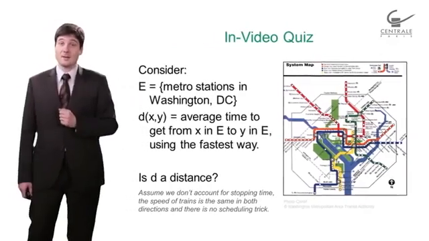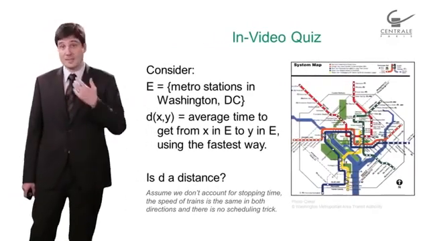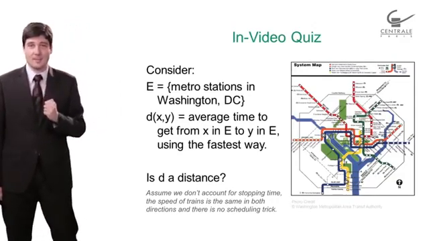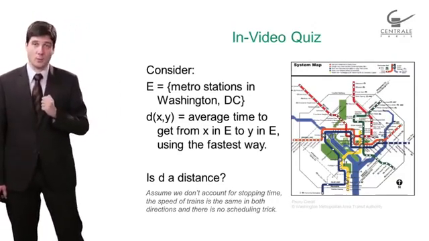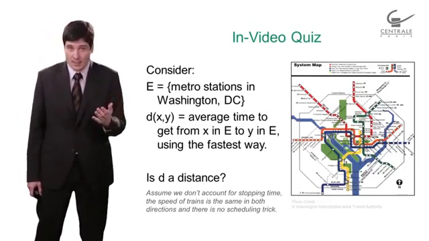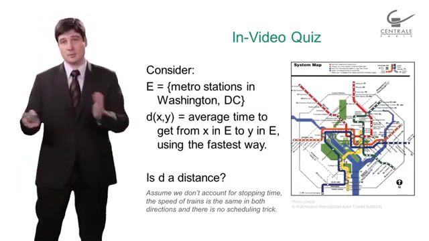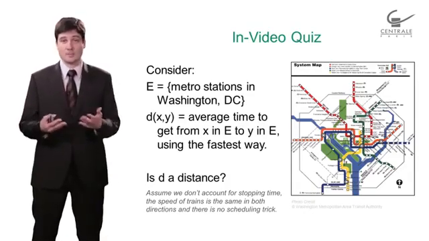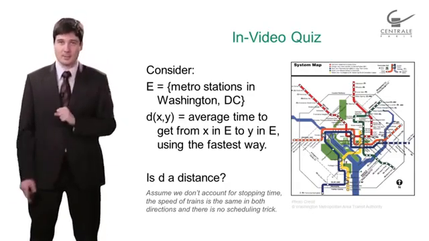Okay, let's verify. Let's check. Is D a distance function? Does it meet the first criterion, which is that it is positive? Well, yes, it does. I mean, the average time to get from one station to the next or to another station is positive.